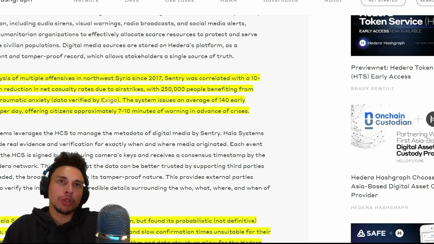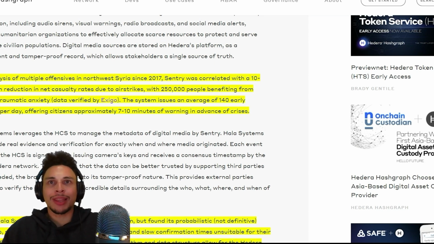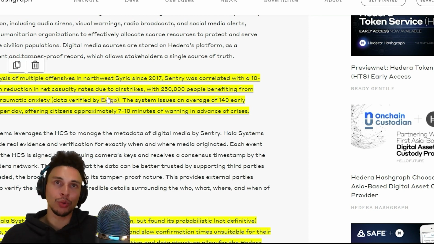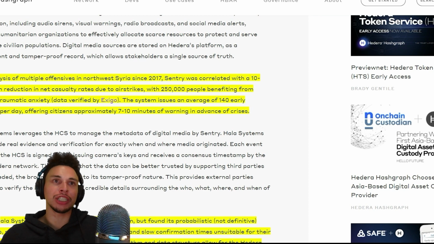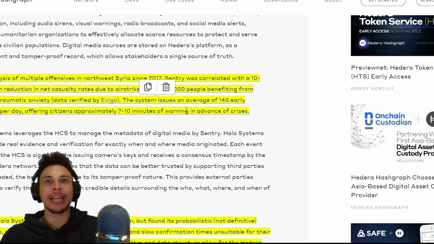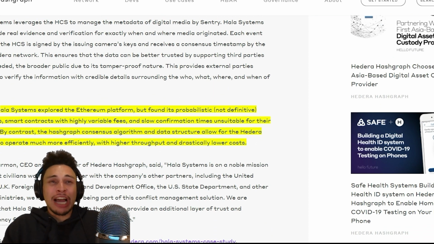Hedera Hashgraph is actually like saving lives. That's real adoption right there. In an analysis of multiple offensives in northwest Syria since 2017, Sentry was correlated with a 10 to 30 percent reduction in casualties due to airstrikes, with 250,000 people benefiting from reduced traumatic anxiety. The system issues an average of 140 early warnings per day. And guys, check this, I almost read over this part.